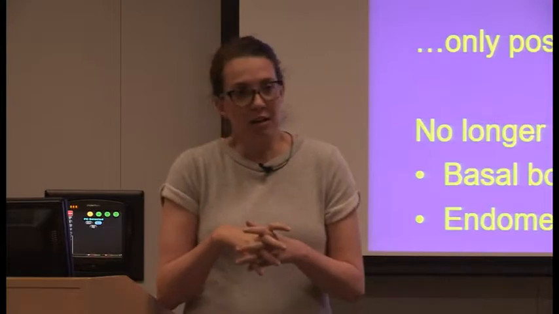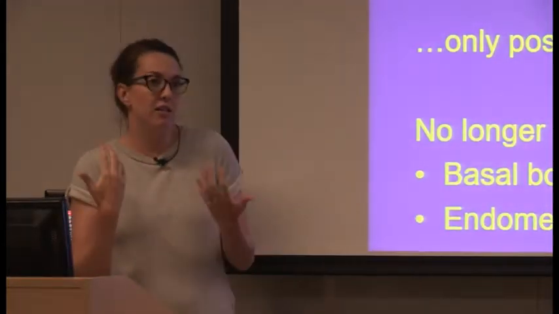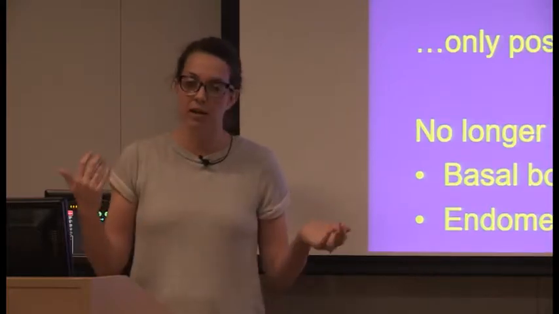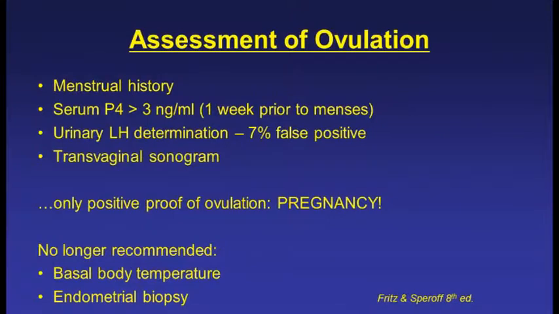There's a 7% false positive rate with these tests, so it's a good test. They're cheap. You can order them on Amazon, in packs of hundreds, okay? But the only proof of ovulation is pregnancy. All of these tests, you can do it clinically and evaluate their cycles, you can do the day 21 or the 7 days before expected menses progesterone, but truly pregnancy is the only way you can say you've definitively ovulated.